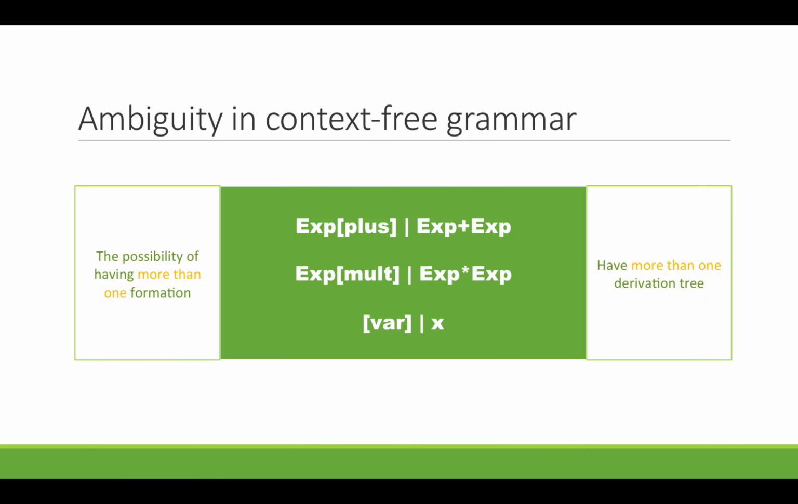So let's look at context-free grammar, shall we? The possibility of having more than one formation is known as ambiguity, which causes serious problems. Consider this arithmetic grammar.